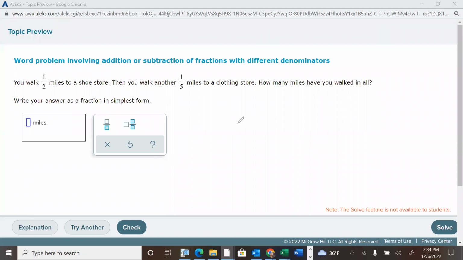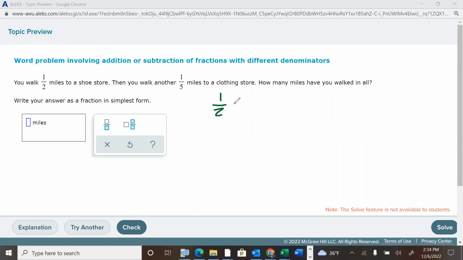Last topic for this section: word problem involving addition or subtraction of fractions with different denominators. You walk half a mile to a shoe store. Cool, sounds like me growing up. Then you walk another 1/5 of a mile to a clothing store. How many miles did you walk in all?